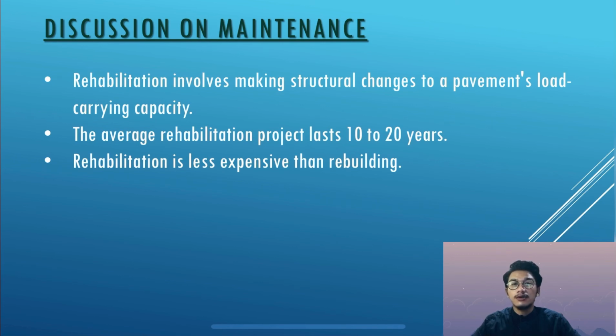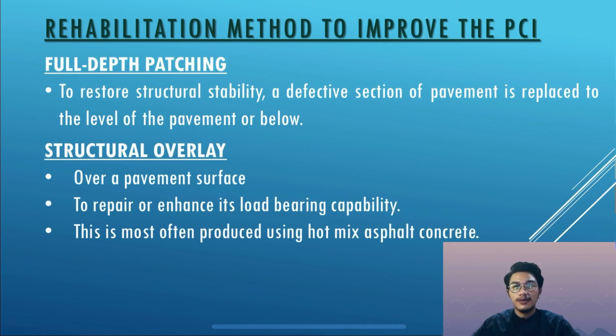So we continue with our presentation with discussion on maintenance. Rehabilitation involves making structural changes to pavement load carrying capacity and extending its service life. The average rehabilitation project lasts 10 to 20 years. Rehabilitation is less expensive than rebuilding, yet it still requires a substantial investment. After that, we continue with the rehabilitation methods needed to improve the PCI.